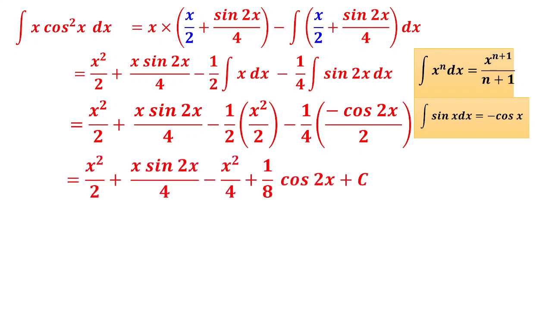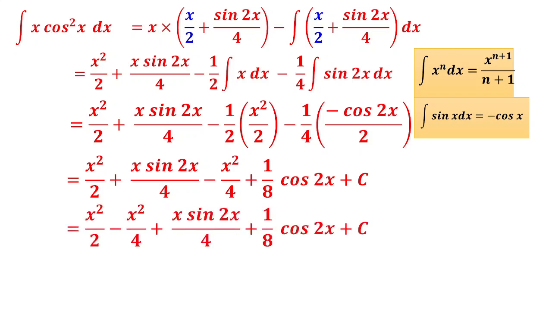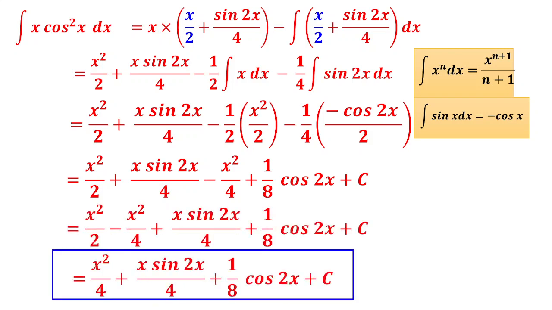Now this is the way that we are simply multiplying the constants. Now this x square by 2 and x square by 4 can be clubbed, and we get the final answer as x square by 4 plus x sin 2x upon 4 plus 1 by 8 into cos 2x plus c. Here the problem is very simple. Only in getting the value of v, you have to consider it as a separate problem, and we are integrating cos square x to get the value of v.